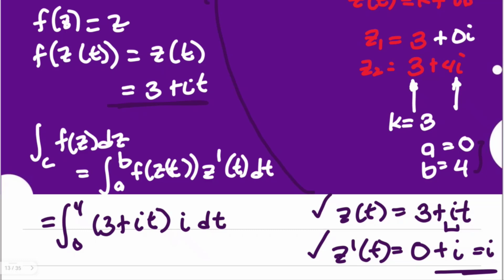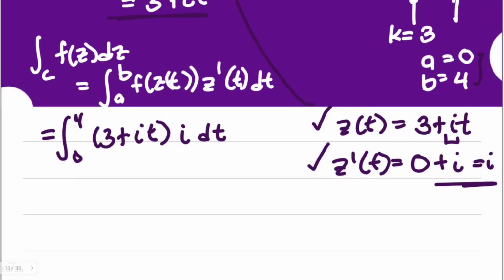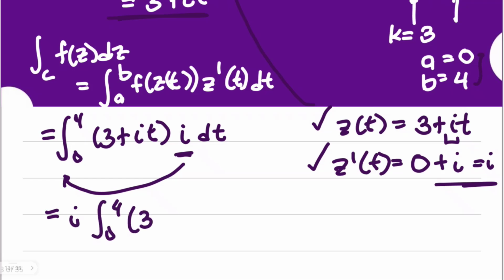Now, when you look into this perspective, you might be tempted to distribute that. You may actually, but just for the inspection, since we're trying to solve for the integral of that with respect to t, and i as a factor, not a term, but a factor in this given expression is a constant, you can always take that one out using the constant multiple property of integrals. Hence, you will have your i times the integral of 0 to 4 of 3 plus it dt.